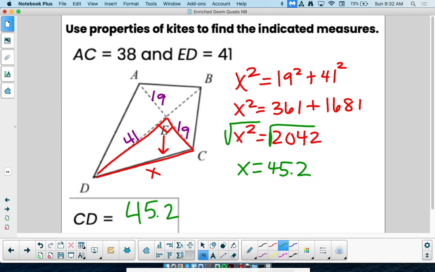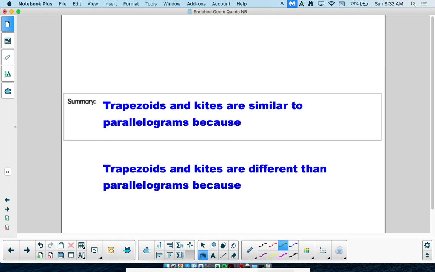Okay, thank you for being patient and watching this video lesson. I know these aren't the best. For you to summarize, you have 2 little sentence stems there. The first one is trapezoids and kites are similar to parallelograms because... You guys finish that sentence. Trapezoids and kites are different than parallelograms because... Fill it in. Show this sub your completed notes to get your worksheet.